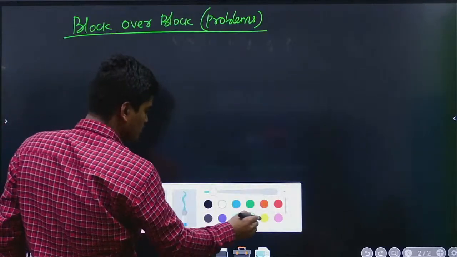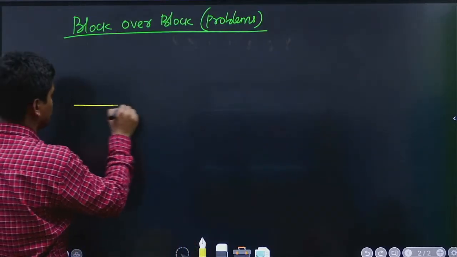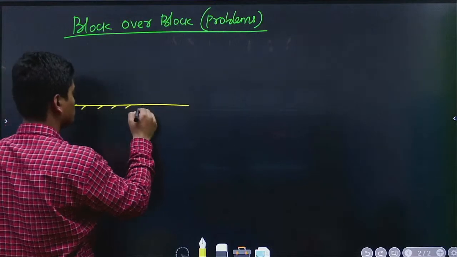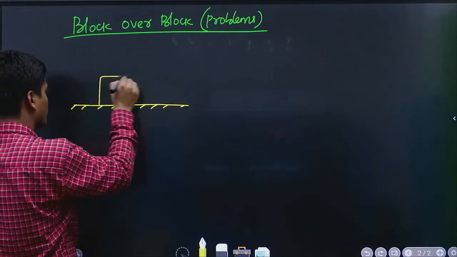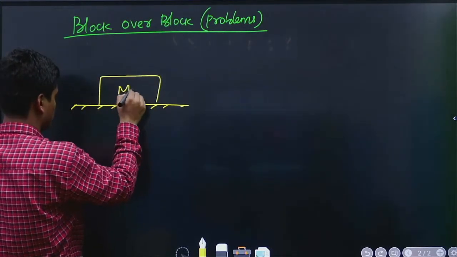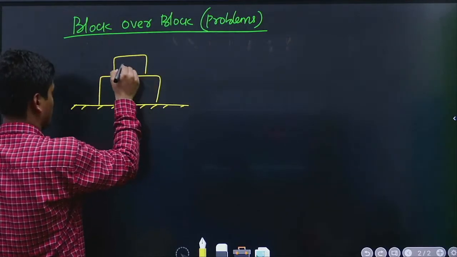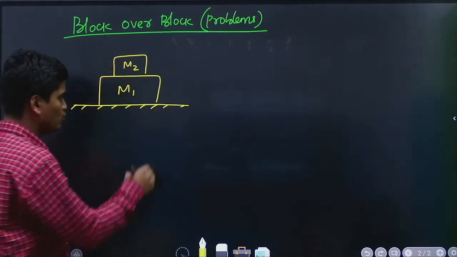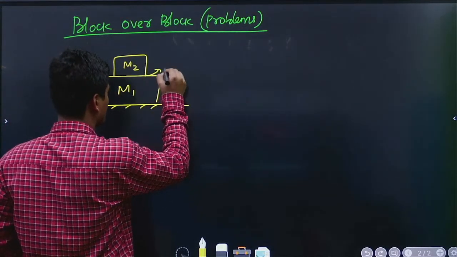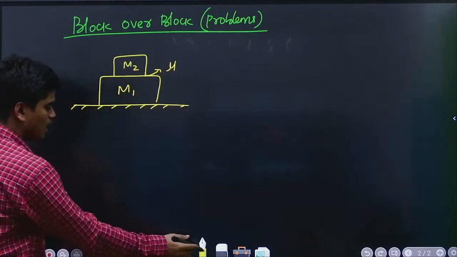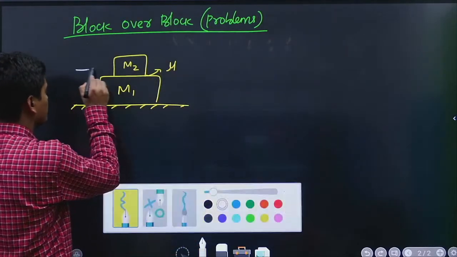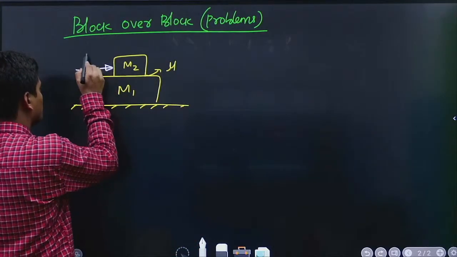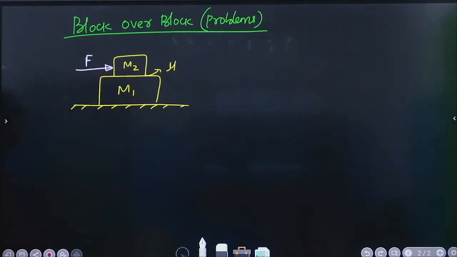Okay, so understand what the situation is here. There is a floor. On this floor you have a block M1, and on it you have a block M2. Between M1 and M2 there is a coefficient of friction, which is mu. Now you are applying a force F on M2. Now, what is being asked here?